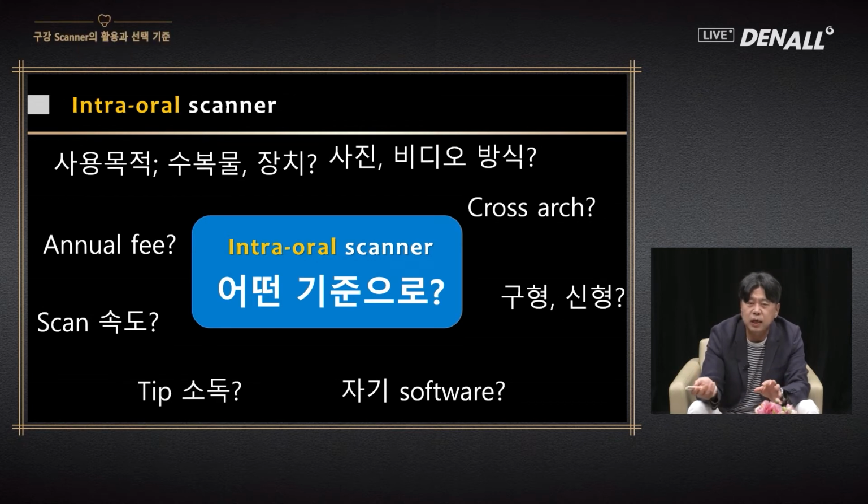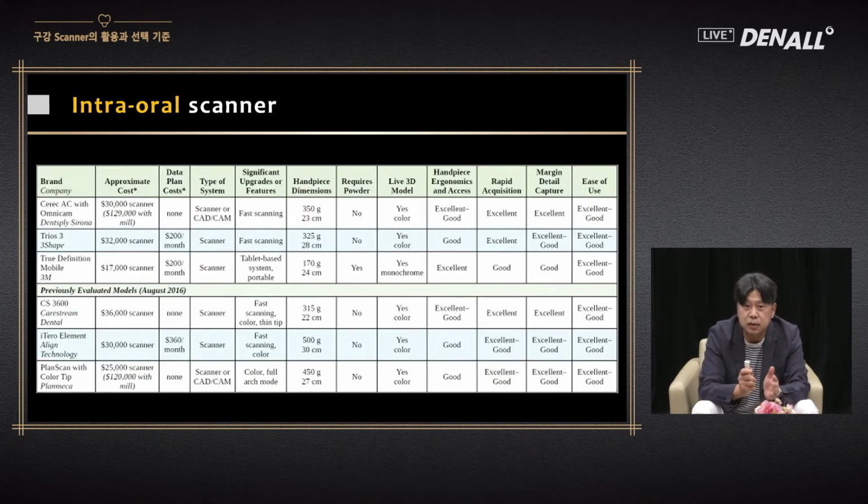So these are the items of selection I thought about in the past, but we don't need to consider them anymore because of the rapid technological developments. I want to talk about these first.